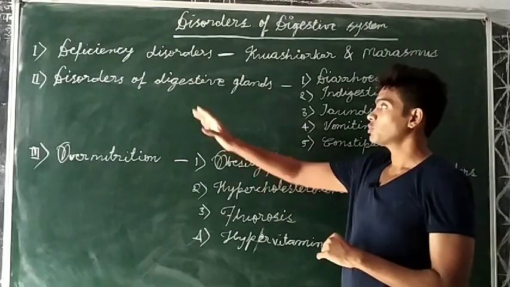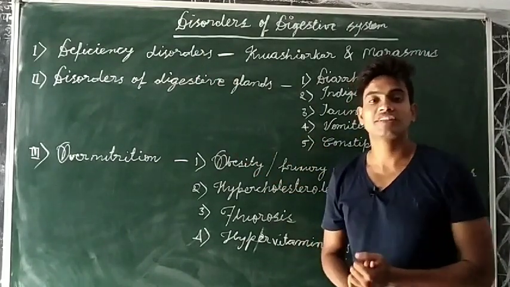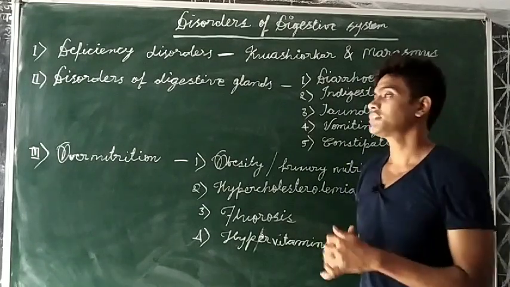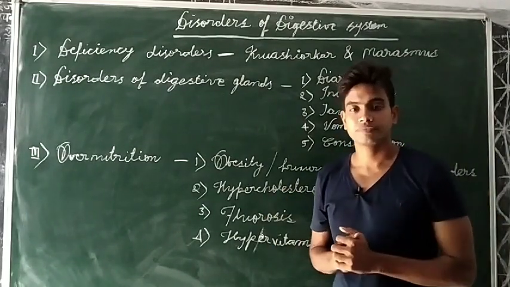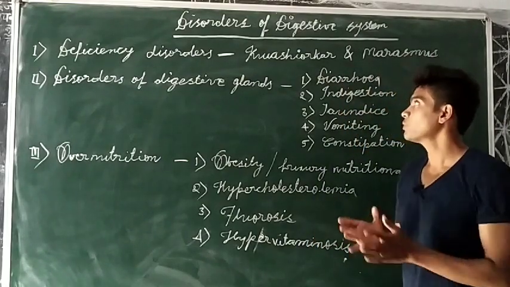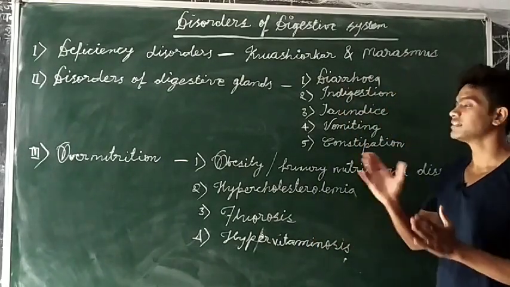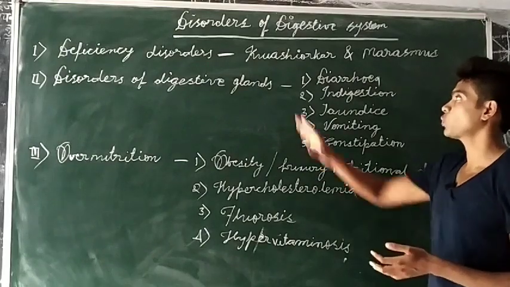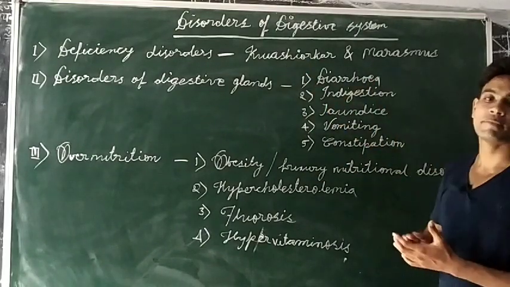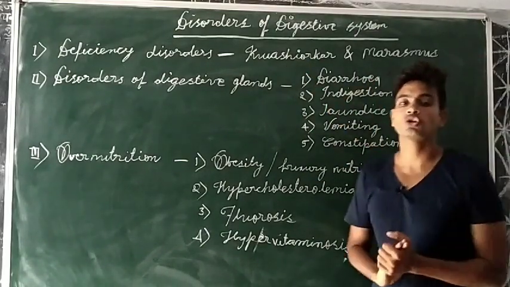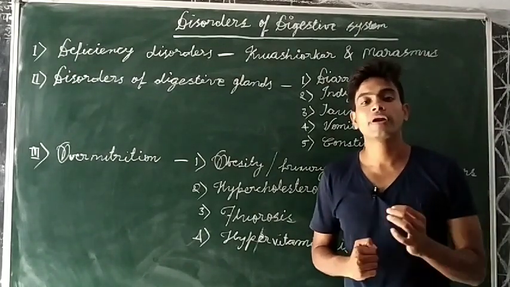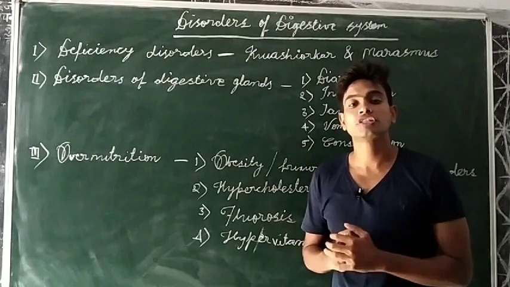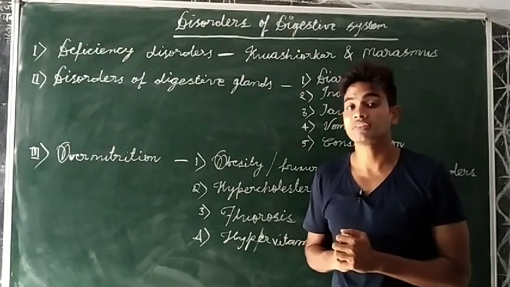Now let's talk about the deficiency disorders. As the name suggests, deficiency disorders are caused by lack of nutrition, and there are two major diseases which fall in this category. The first one is Kwashiorkor, the second one is marasmus. Now let's talk about Kwashiorkor. Children getting less than 1 gram of protein per kg of body weight may suffer from this disease.